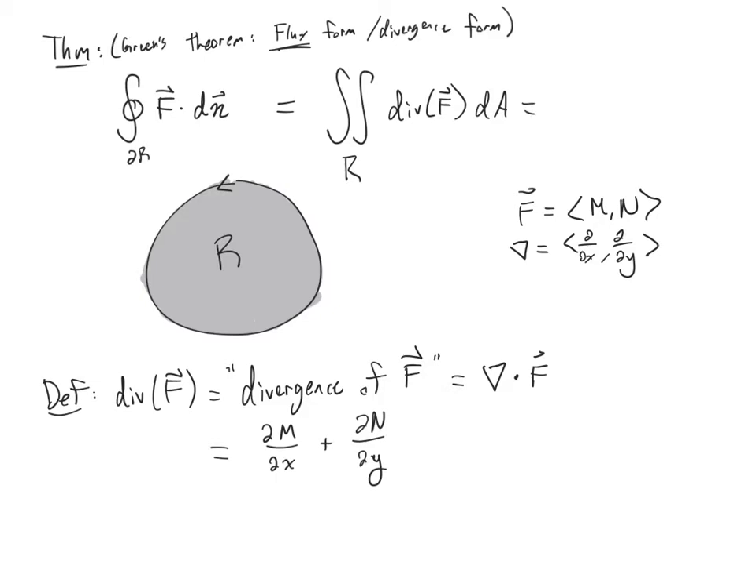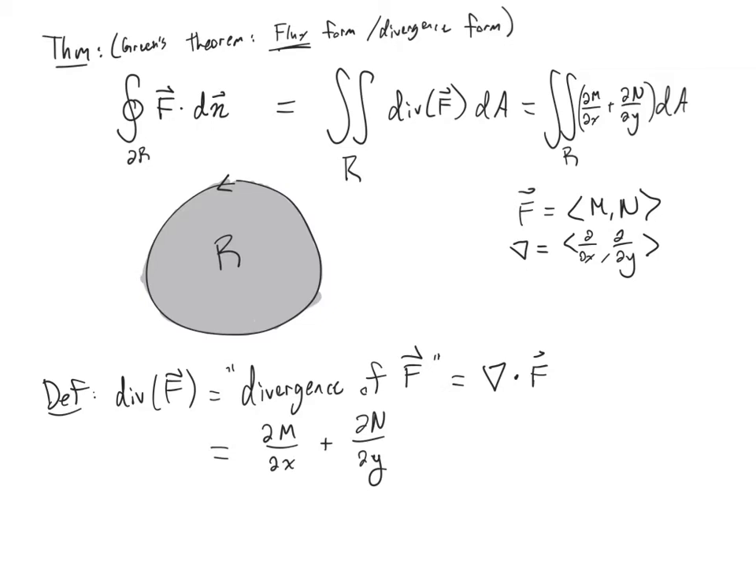So this is now a function of both x and y. So in this particular case, let's just write it out. So dm dx plus dn dy, all of that dA. And that's the divergence form of Green's theorem.